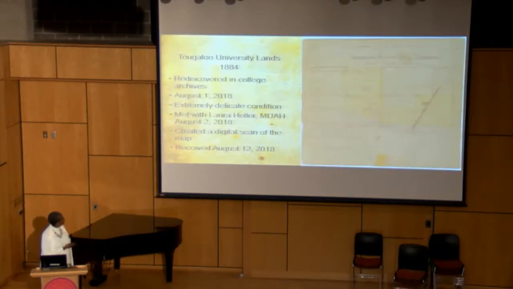So in the transition to the college, we discovered this map. Tony discovered it, 1884. This is actually the railroad track. It's very difficult to see.